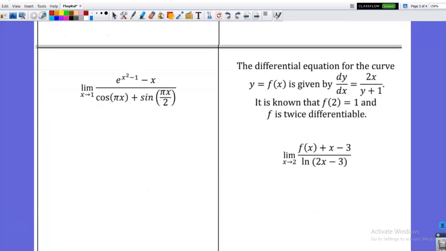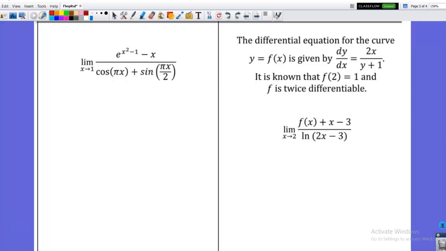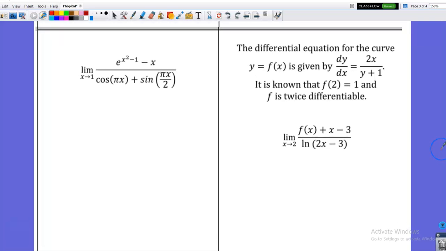We've done one like the third one. I do want to look at the fourth one because it has something that looks a little bit different. So we're going to look at this one right here. It says the differential equation. Remember, a differential equation is simply an equation that has a derivative. It just means it's a derivative.